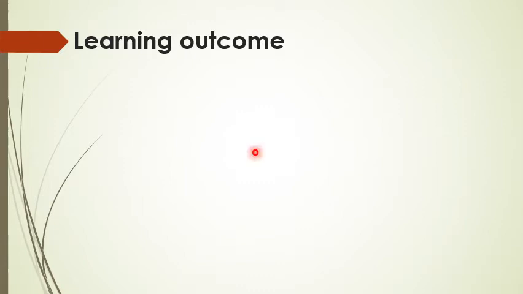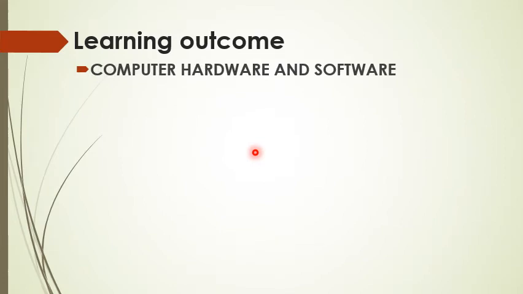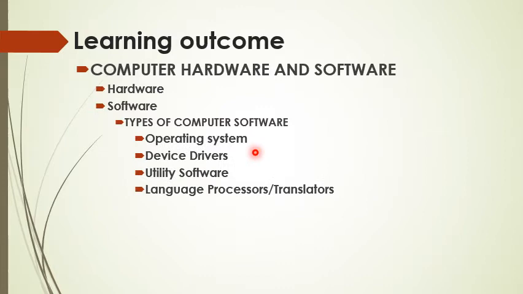At the end of today's lecture, students will be able to understand the following things, which are also known as student learning outcomes: computer hardware and software. First of all, hardware, software, and the different types of software we are going to discuss. What are those? Operating system, device driver, utility program, and language processor, also known as a translator.